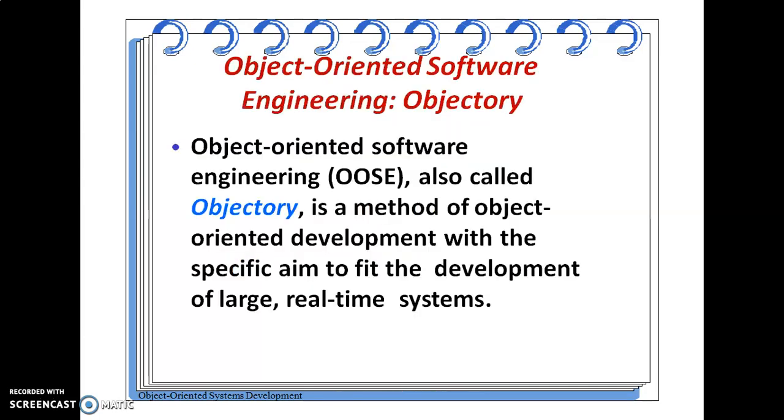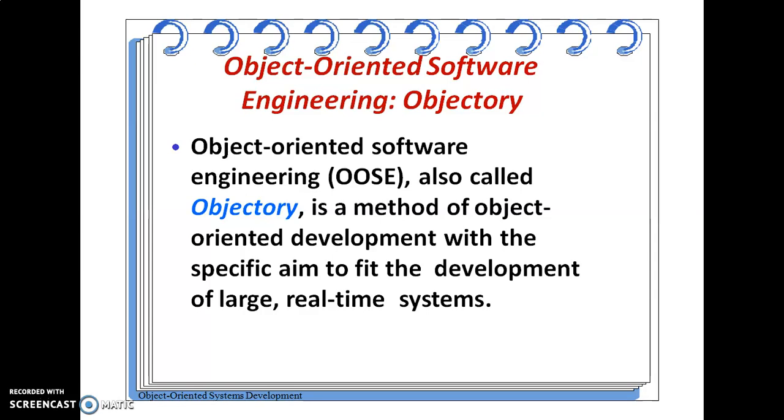Then next is object oriented software engineering. As I already told you, object oriented business engineering and object oriented software engineering are the Jacobson methodologies, which stress forward and backward traceability between different phases. Okay, first one is object oriented software engineering, or Objectory.